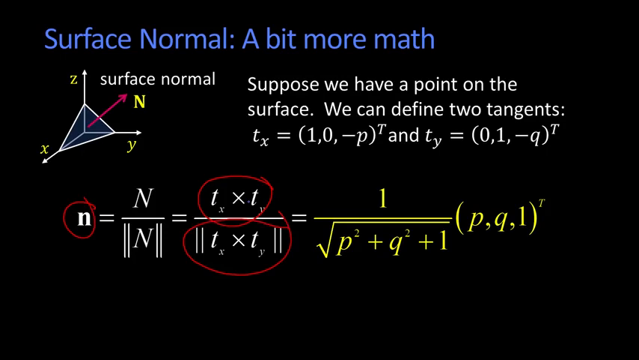And so when you take tx cross ty, you get p, q, 1, and the magnitude of that, of course, is the square root of p squared plus q squared plus 1. By the way, the reason I use the minus partial with respect to x and y is that it allows my normal to be p, q, 1. If I did it the other way, it would be minus p, minus q, 1. So it's the same difference. So that's the algebraic description of P and Q, and that's important because we're going to use it.